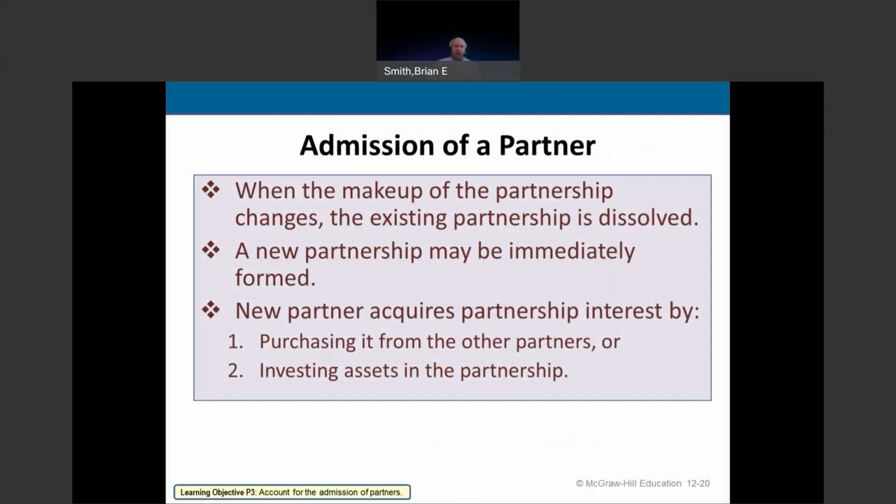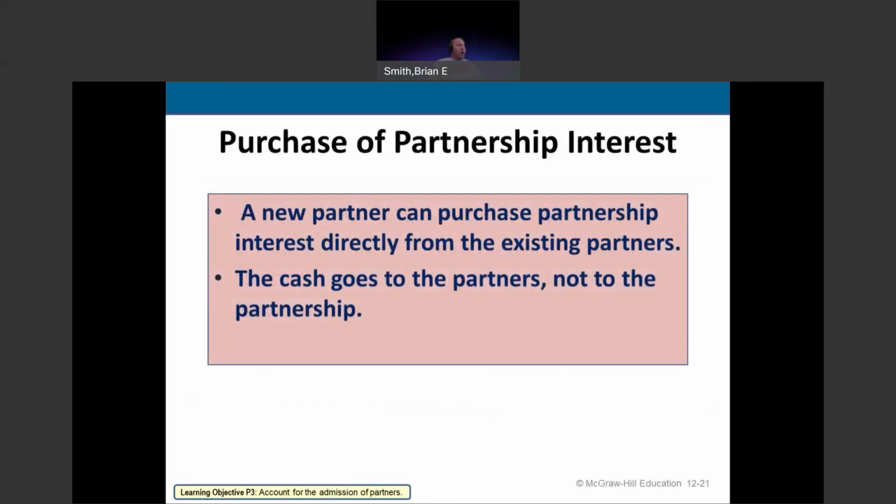Basically, the bottom line is we dissolve the old partnership, we form a new one, and then however that partner is going to jump in, whether they're going to invest assets and just be another partner now, or if they're going to buy a share of the other partnership interest, will depend on what we're going to do. But those are the two ways we're going to do it.